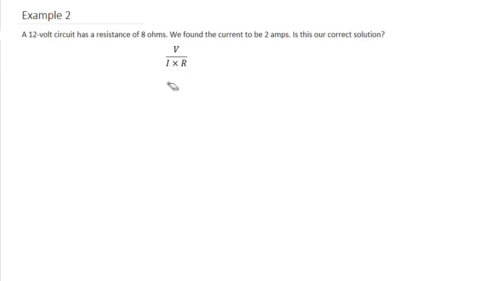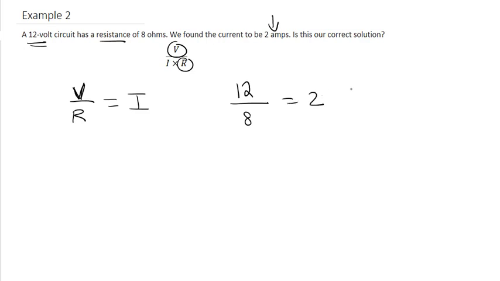So how we do this is we have voltage and we have resistance. So we are looking to see when we go voltage divided by resistance, does it give us 2 amps, which is our current, which is I. So we're going to go 12 divided by 8, and does this give us 2? So is this correct? So how we do this is we can go 12 divided by 8.